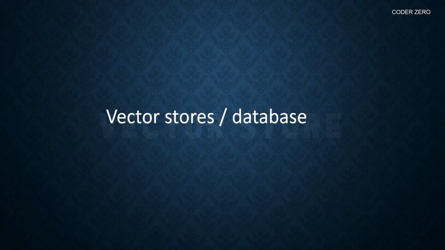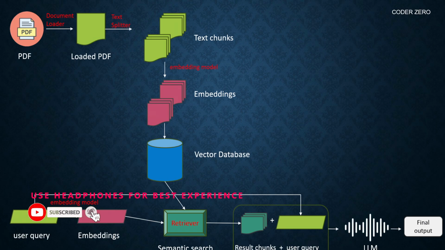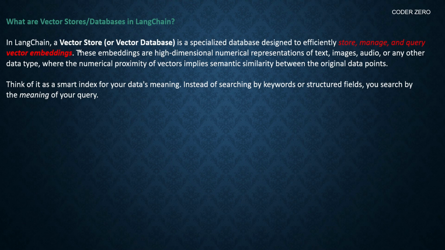Today we'll be talking about vector stores or vector databases. So we have vector stores here, you can see in our pipeline. So what is a vector database or vector store? A vector store is a specialized database designed to efficiently store, manage and query vector embeddings.